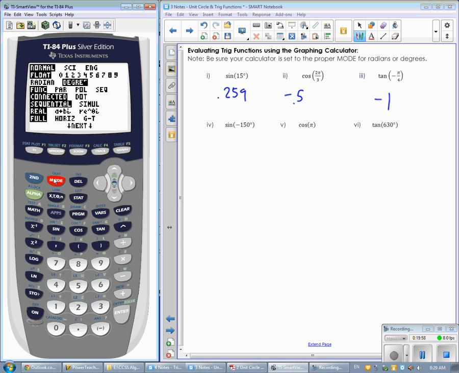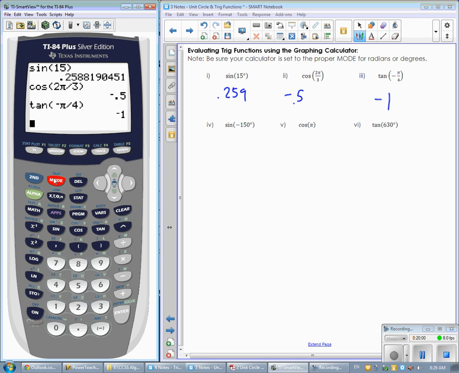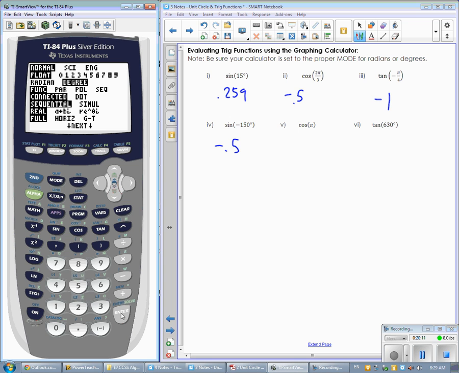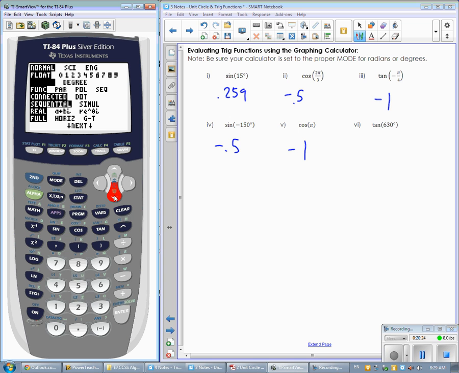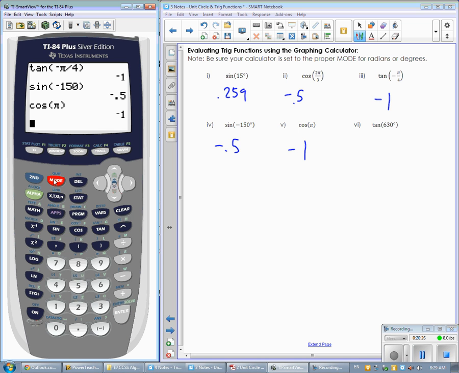And it doesn't matter that it's negative. The calculator knows where negative 150 degrees is. You do want to make sure you type it in there, though. That's going to also give me negative 0.5. The cosine of pi, that means I have to change it back into radians. Now I can do cosine of pi, negative 1. And then the tangent of 360, again, I have to go back into degrees. And I'm going to take the tangent of 360. Oh, I'm sorry, 630.